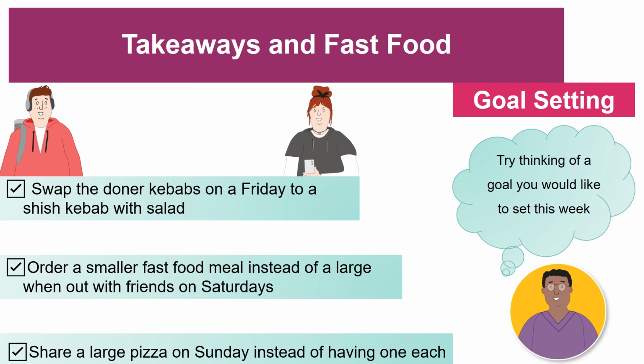Okay, so looking at Tom and Shan's goals that they've set based on this session, they've decided to swap doner kebabs on a Friday to a shish kebab with salad, order a small fast food meal instead of having a large when out with friends on Saturday, and share a large pizza on Sunday instead of having one each. So now have a think and a discussion with your parent or guardian, and try to make note of at least one small goal that you'd like to try over the coming weeks.